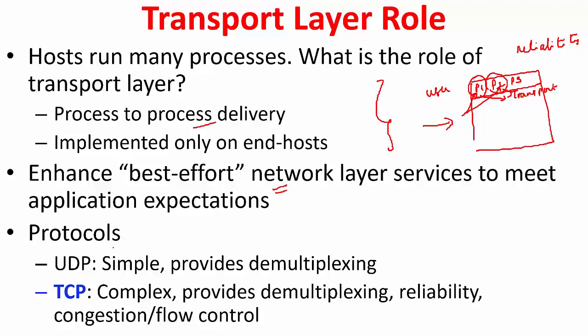Among the protocols, UDP and TCP are very popular at the transport layer. There are other transport layer protocols as well. UDP provides this simple multiplexing, demultiplexing service. Whereas TCP, which is more complex, not only provides demultiplexing, that is, directing the packets to the right process, it also provides reliability, congestion control and flow control. So in this video, we will focus on TCP since it's the most popular transport layer protocol.